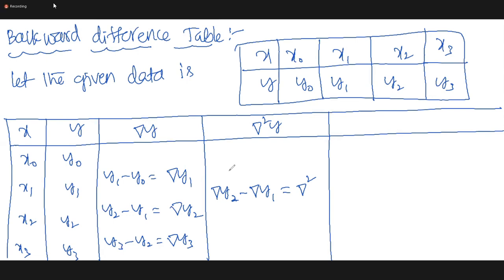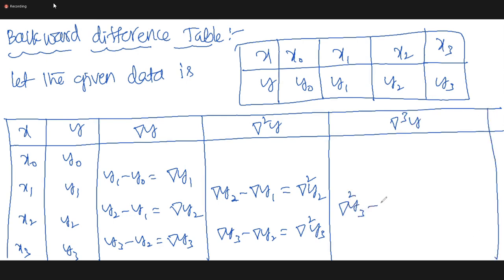Tell me, what is del y2 minus del y1? Del square y2. Very good. Del y3 minus del y2 is del square y3. Next, third order, del cube y. So del square y3 minus del square y2 is equal to del cube y3. So y3, del y3, del square y3, del cube y3.